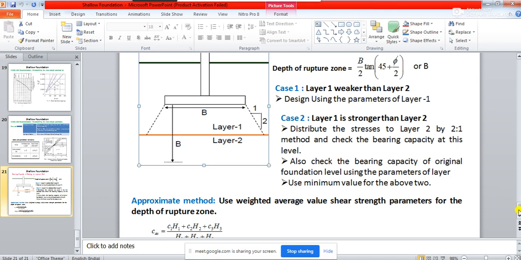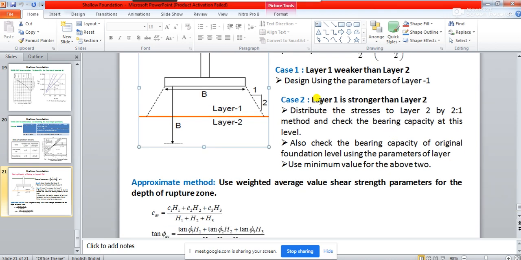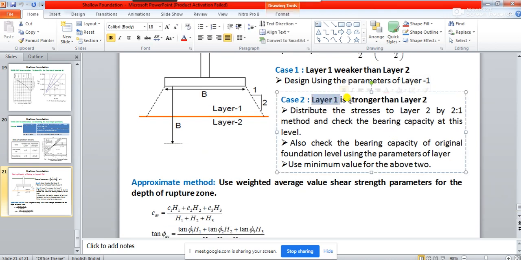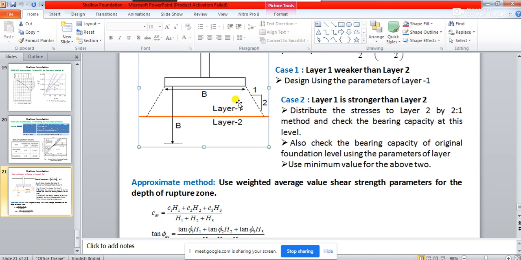Now the second case is the layer 1 is stronger than layer 2. So what does it mean? Let's say now layer 1 is having an angle of internal friction of 40 degree and layer 2 is having an angle of internal friction of 30 degree. So what does it mean? Layer 1 is stronger and layer 2 is weaker. So if layer 1 is stronger, then how do you compute?